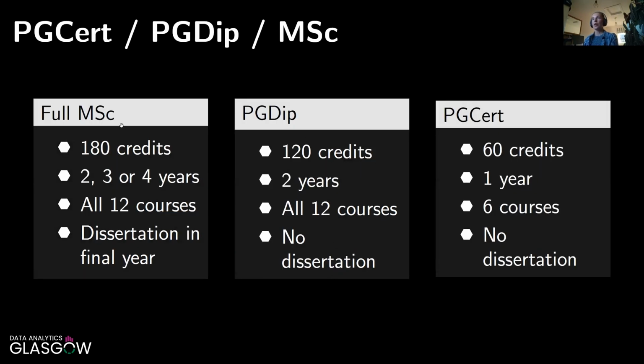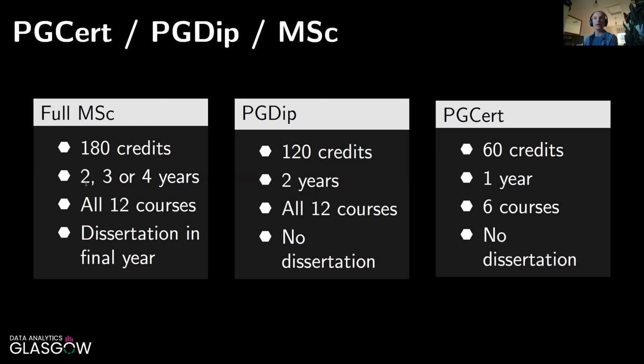So just having a look at the different options. We run the full MSc, which is what I've spoken most about. That consists of 180 credits. And by credits, I mean these are the chunks that the university builds the courses upon. Each course you take will be worth 10 credits. You'll take 12 10-credit courses to get you to 120 credits. And then your project will also be worth 60 credits, and that will make up the full 180 credits you need to graduate with the MSc.